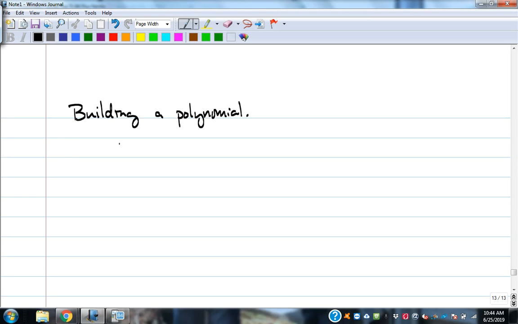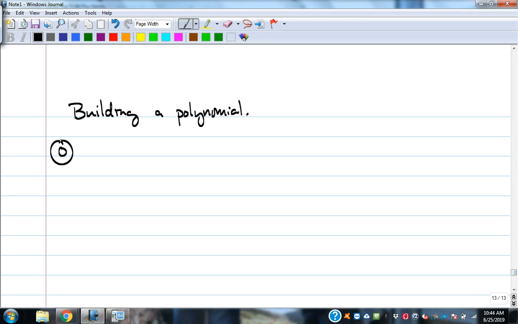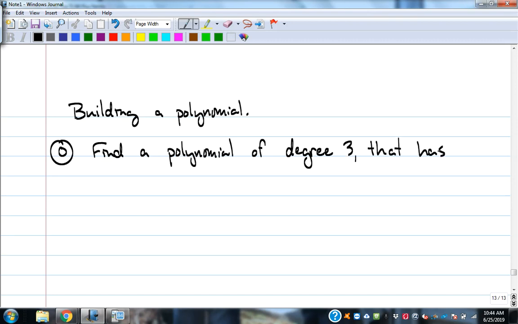All right, so instructions would tell you... find a polynomial of degree 3 that has zeros of -1, 2, and 4 with f of 1 equaling 3.